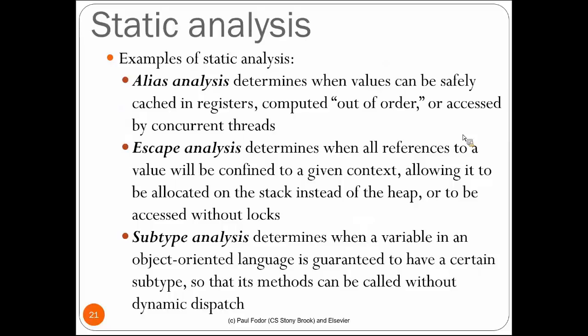There are other examples of static analysis which we'll talk about later. For instance, alias analysis determines whether a value can be safely cached into registers, computed out of order, or accessed by concurrent threads. Escape analysis determines when all the references to a value will be confined to a given context, allowing it to be allocated on the stack instead of on the heap. Many programming languages promise not to do this, mainly because although it improves the efficiency, in certain cases it requires more complex dynamic checks during runtime. Subtype analysis determines when a variable in an object-oriented language is guaranteed to have a certain subtype, so that its methods can be called without dynamic dispatch or dynamic binding.